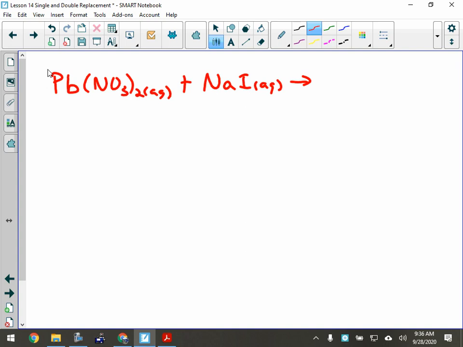So first of all, I need to write out the equation here. Whether it tells you the products or not, I don't know. Does this one tell you what the products are? No. Perfect. We know that I need to switch the metal and the metal, yes? Those are the two that I'm switching. So I'm going to put sodium with nitrate. I'm going to write that maybe here.